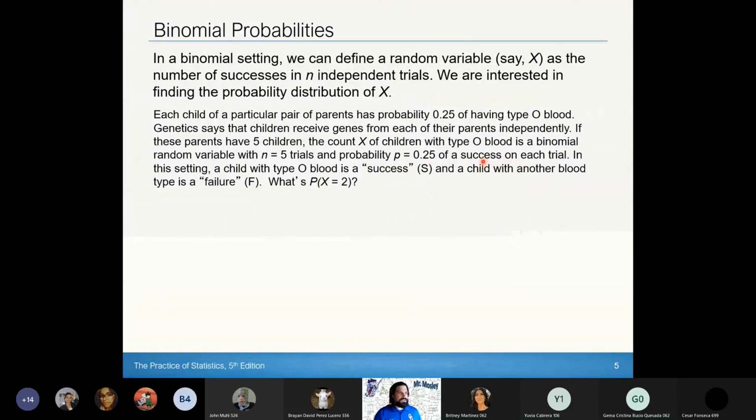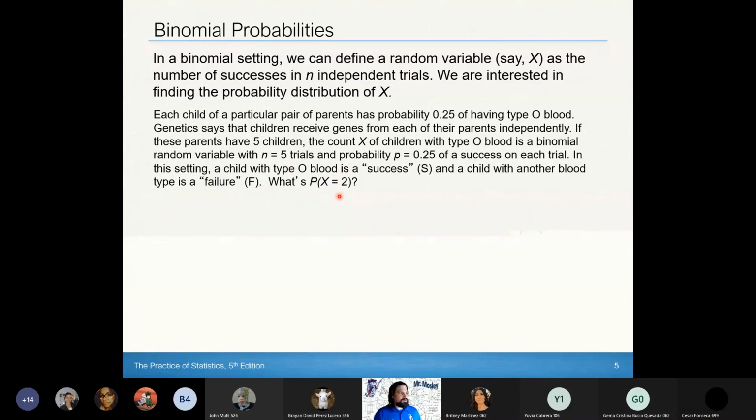Right. And it's important to keep in mind that in statistics, in these cases, when we say success, it's not denoting good or bad. It's just the outcome we're looking for is considered a success. In this setting, a child with type O blood is a success, S, and a child with another blood type is a failure, F.